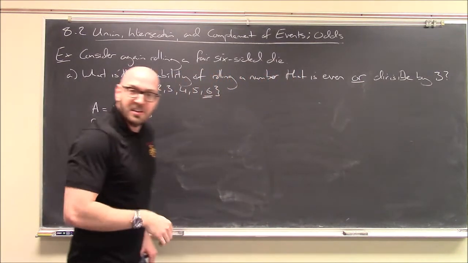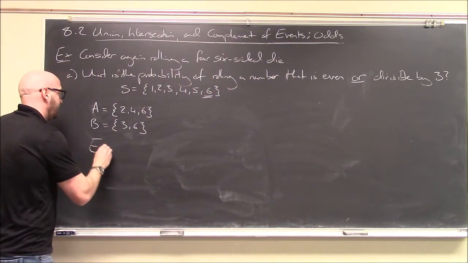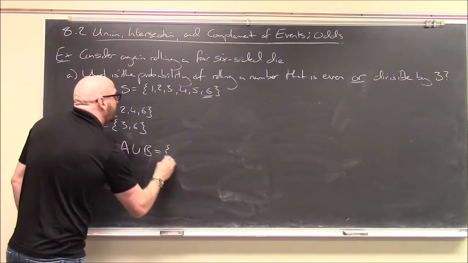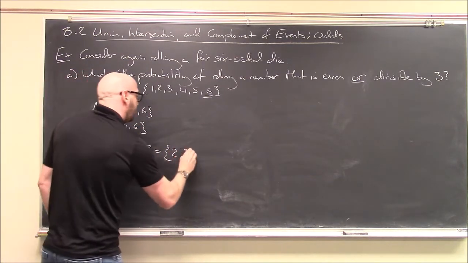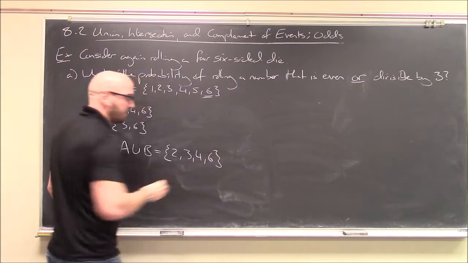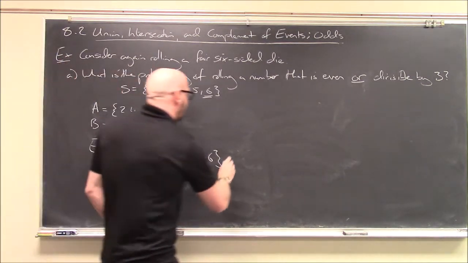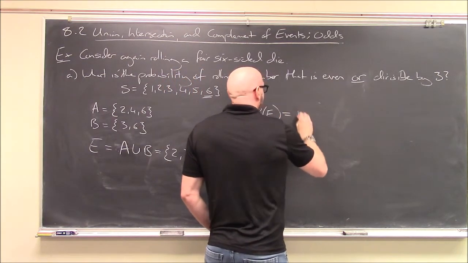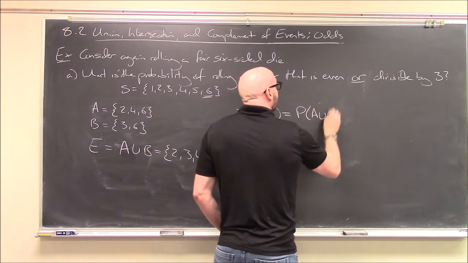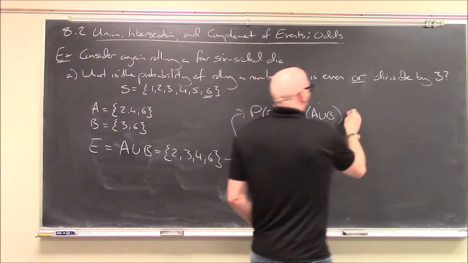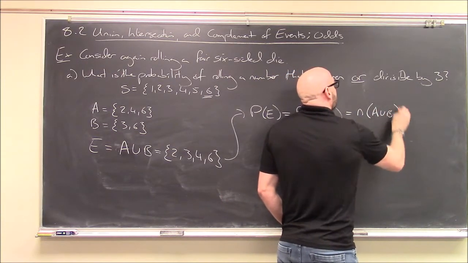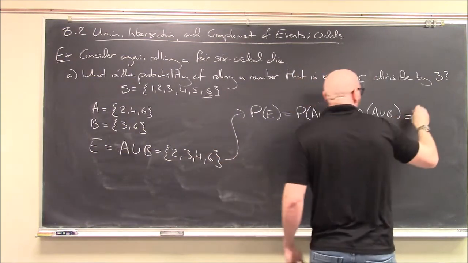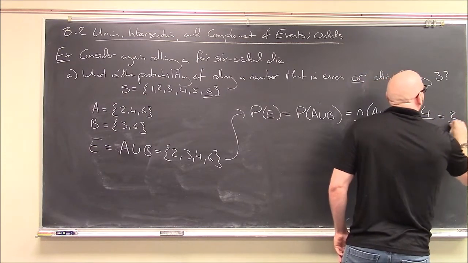Probability of rolling a number that's even or divisible by 3. Well, now we're looking at the union of these two events, right? So we'll let E be the union of A and B. And this is of course 2, 3, 4, and 6. So if I'm computing the probability of E, well that's the probability of A union B, right? And that's of course the number of elements in A union B over the number of elements in S, which is, in this case, 4 over 6, or 2/3.